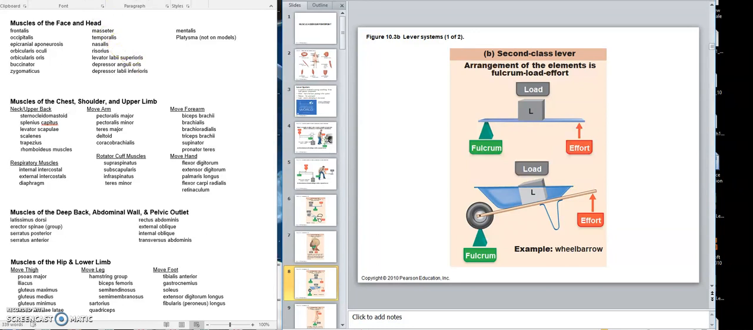So if you can print this out, these would be the only muscles I would ask you anything about. Okay, these here, muscles of the face and so forth.